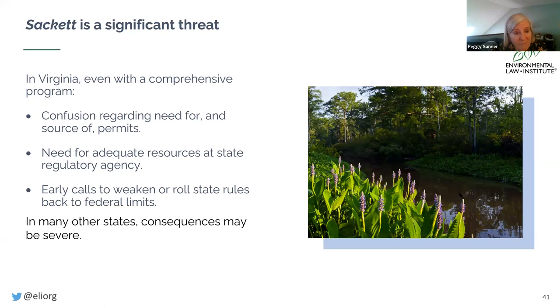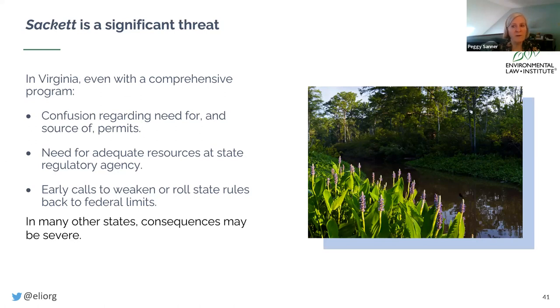Every year since I've been involved in this work, long before Sackett, our politicians re-examine whether or not it's appropriate to have a state system that does more than required by federal law. And we certainly would not be surprised to see some of those calls increase this year and to potentially find greater support. And that may be the gravest of all.